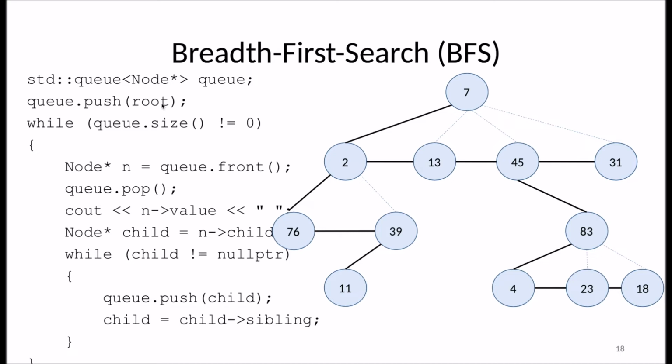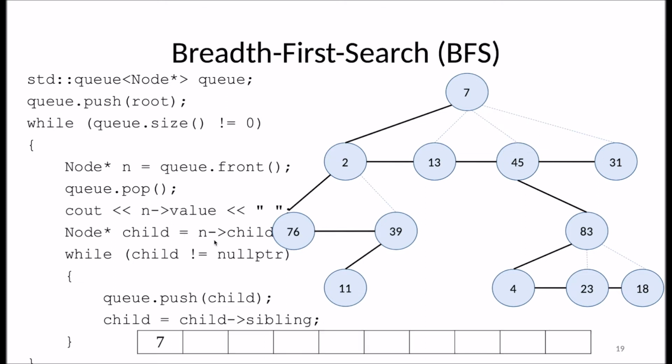Then I enqueue the root node, 7, and then I repeat as long as the size of the queue is not 0. And as long as the queue is not empty, I take the node from the front of the queue and I remove it. So this would be 7 in the first iteration. Then I output 7, and then I push 7's children onto the queue.